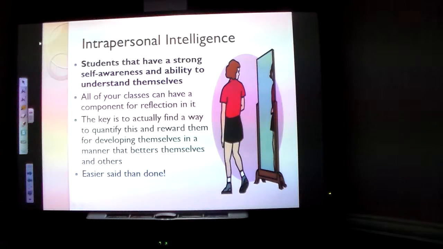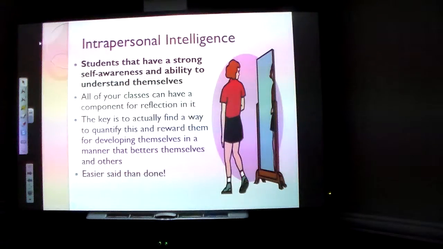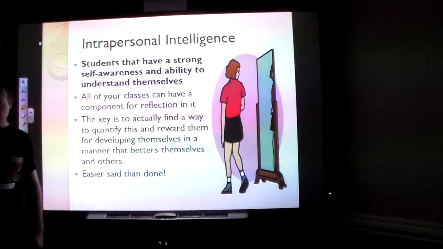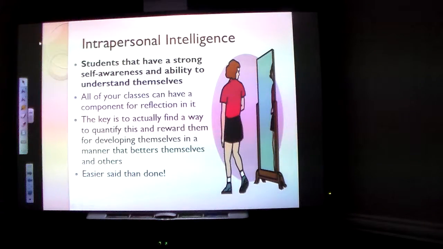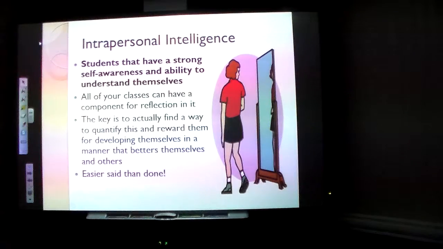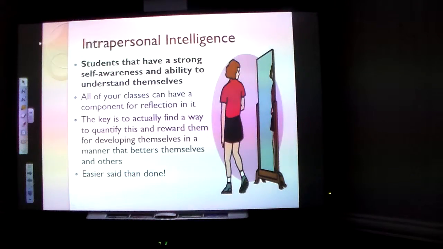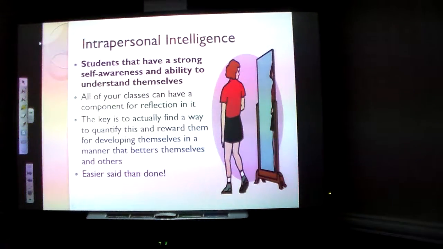Good teachers can tell you as a principal what went right in a lesson, what went wrong in a lesson. The problem is you have to find a way to reward teachers for this and help them use it to better themselves and better their practice, which I argue is much easier said than done.